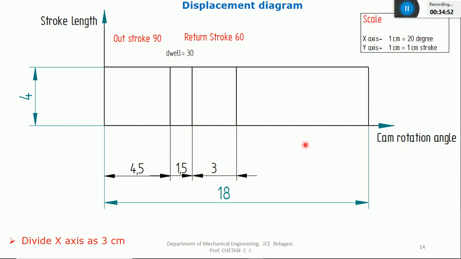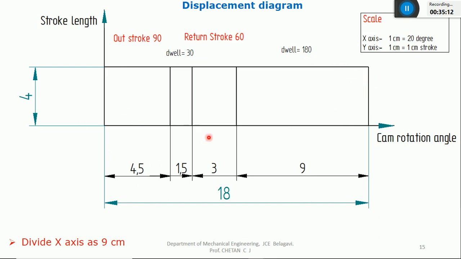And the remaining will be 180 degree. Next dwell angle. Outstroke, first dwell angle, return stroke, and the second dwell angle. So as we noted, the second dwell angle is theta d2. 180 by 20 is 9 centimeter. So this method is common for all the problems.